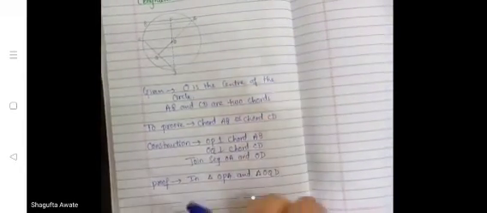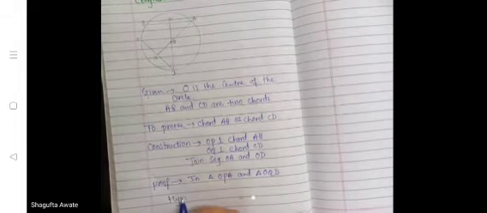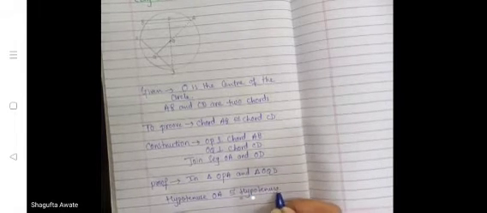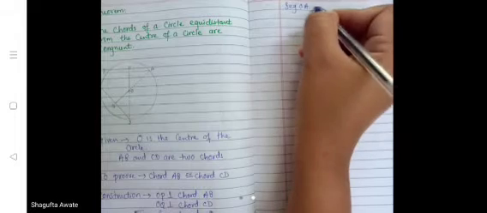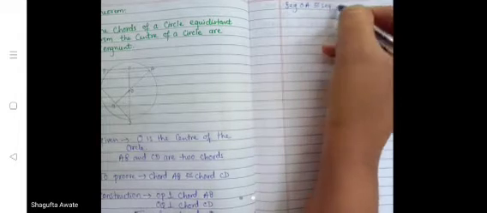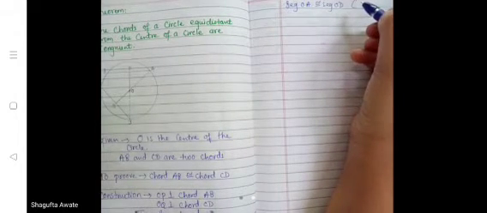So we can write hypotenuse OA is congruent to hypotenuse OD. So we can write segment OA is congruent to segment OD because they are the radii of the same circle, and the radii of the same circle are congruent.